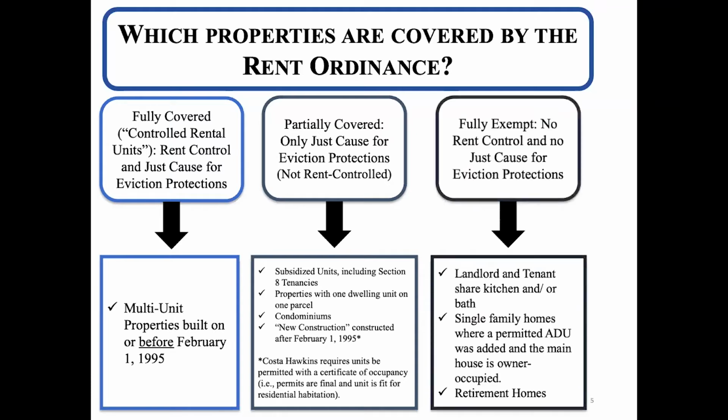And then there's fully exempt, where there's no rent control and no just cause for eviction protection. Some examples of this would be if the landlord and the tenant share a kitchen and or a bath, single family homes where a permitted ADU is added and the main house is owner occupied, and retirement homes.